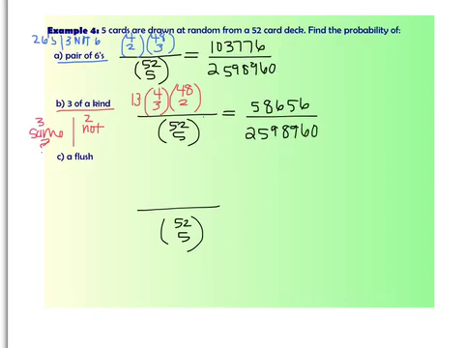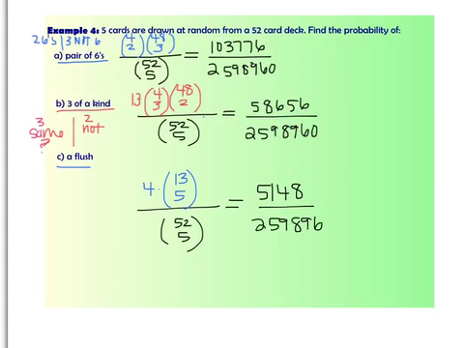Okay, let's do the probability of a flush. A flush means that you're getting 5 cards of the same suit. So for each suit there are 13 cards, and we're going to choose 5 of them. But we don't know what suit it is. This didn't say a flush of diamonds or a flush of hearts or spades or clubs. So there's 4 different options for the type of flush it would be. So our probability here would be 5,148 over the same denominator.